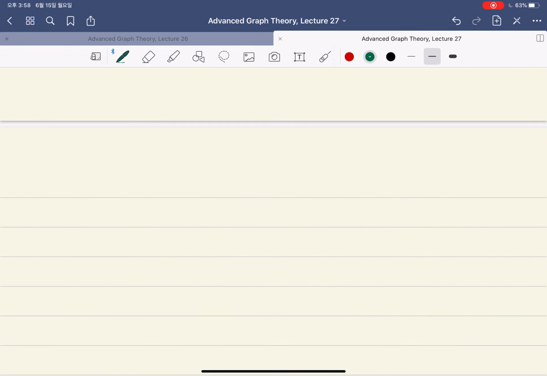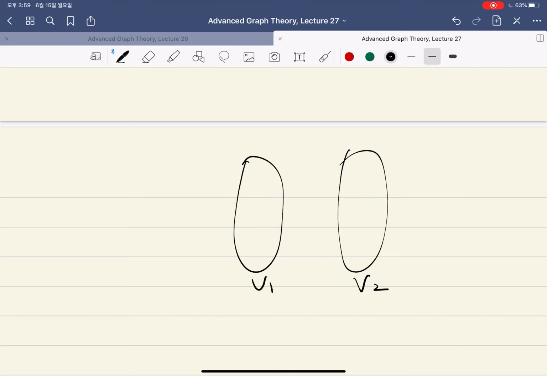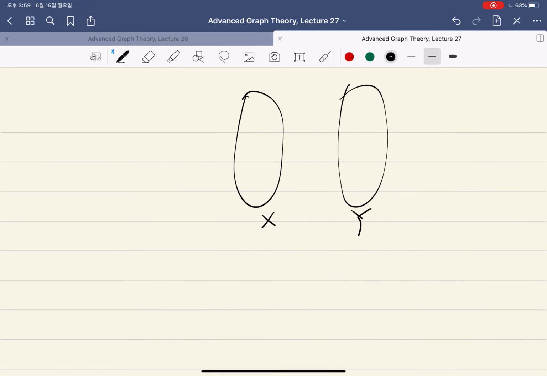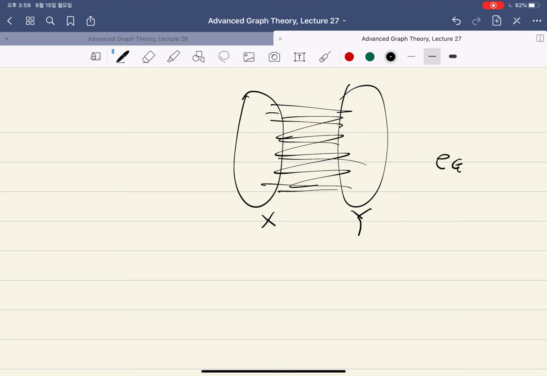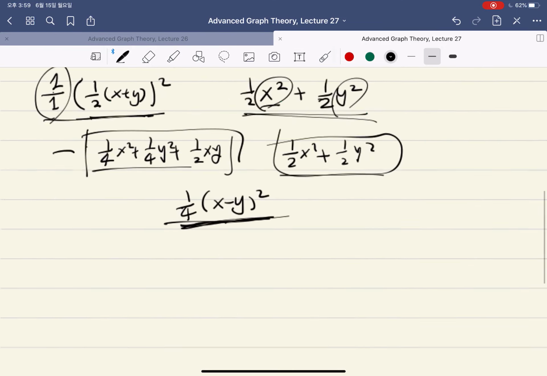So now you generalize this to the graph concept. Let's say you have V1 and V2, let's say X and Y. Then you take the average density. So here the average is kind of density, right? So density is defined as this. So you take the density, and then this is like this average, and then you take its square.